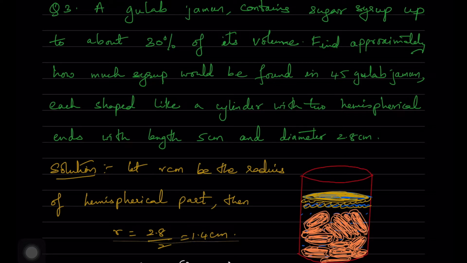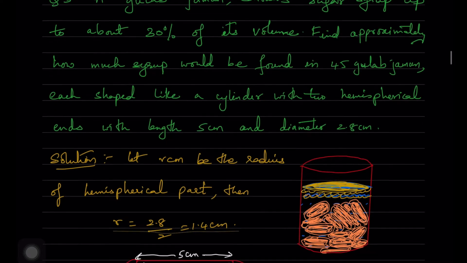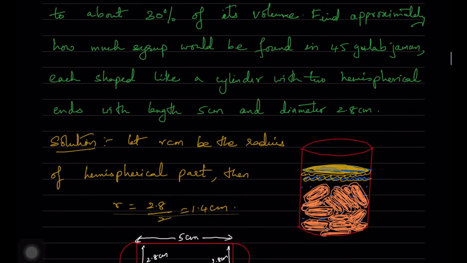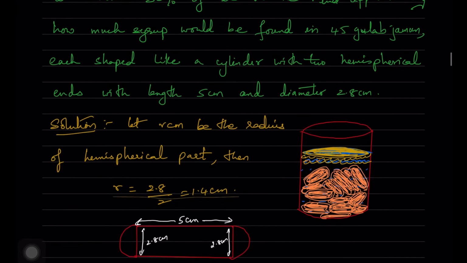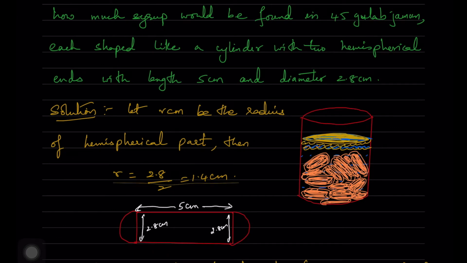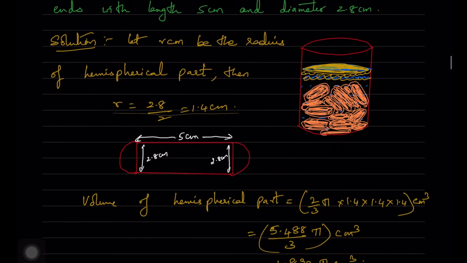So here we can see that it is like a cylinder with two hemispherical ends, with length 5 centimeters and diameter 2.8 centimeters. So let r centimeters be the radius of the hemispherical part. Then r is equal to, you know that the diameter is equal to 2.8, so radius is equal to 2.8 by 2, which is equal to 1.4 centimeters.